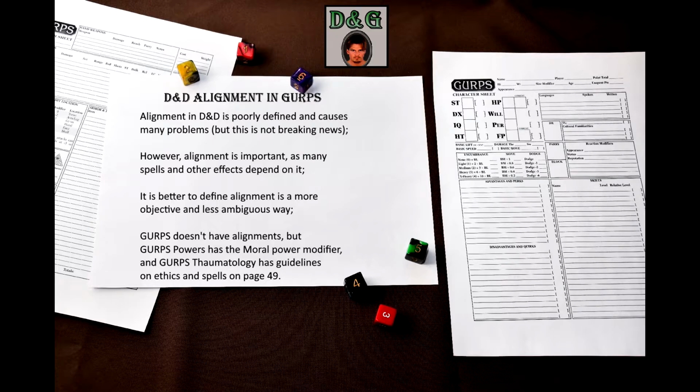In this video I will tell you how I deal with D&D-style alignments in GURPS. You're probably aware of the alignment problem in D&D. The alignments poorly represent the code of conduct of the character. They are mandatory. They constantly create conflict between the players and the GM.